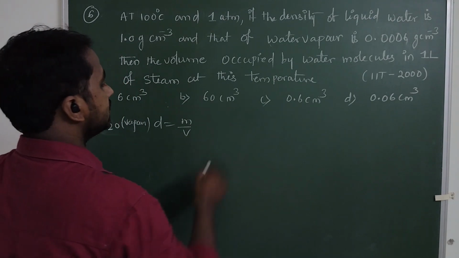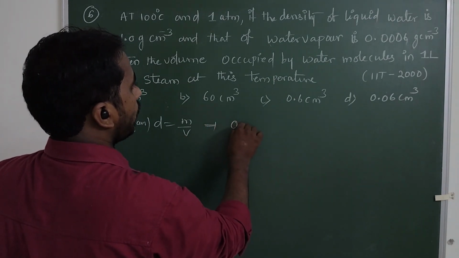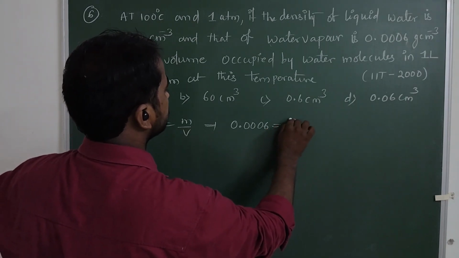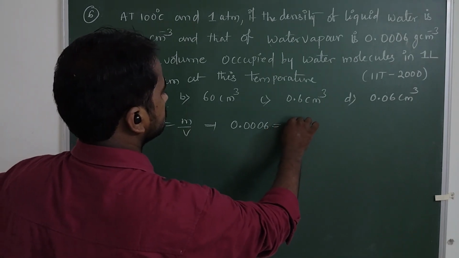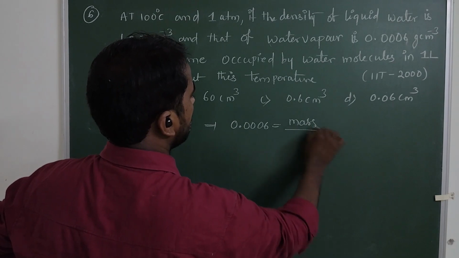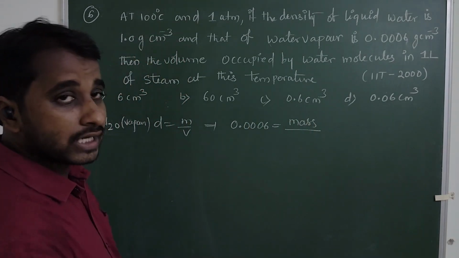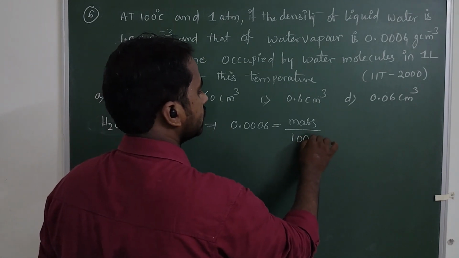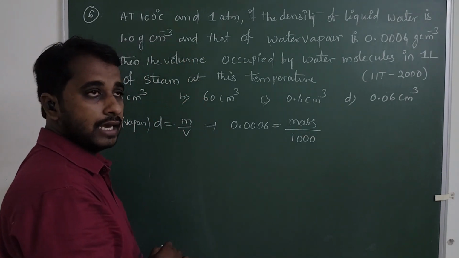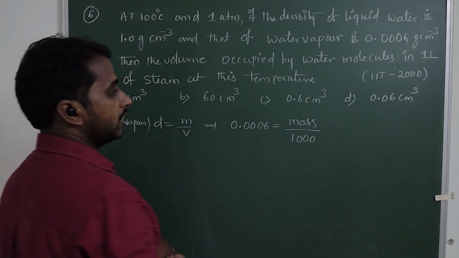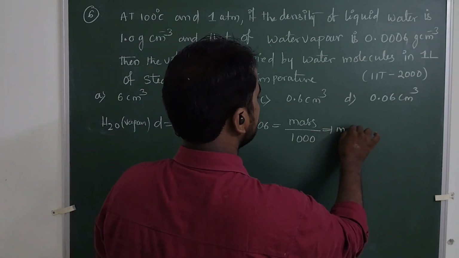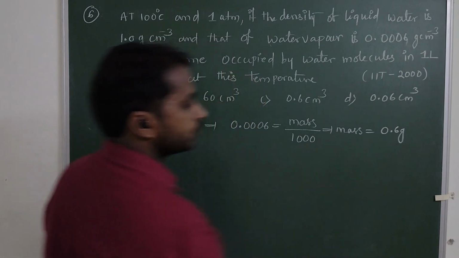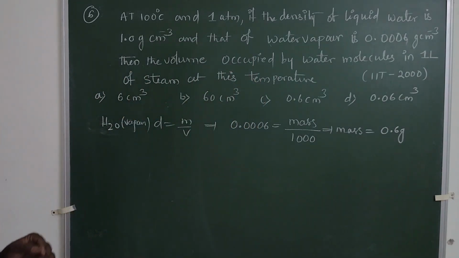What density is given? 0.0006, and density is mass by volume. The volume they asked is 1 liter, so we can take 1000 ml, which is 1000 centimeter cube. Now mass is equal to 0.6 grams. So this is for water vapor.